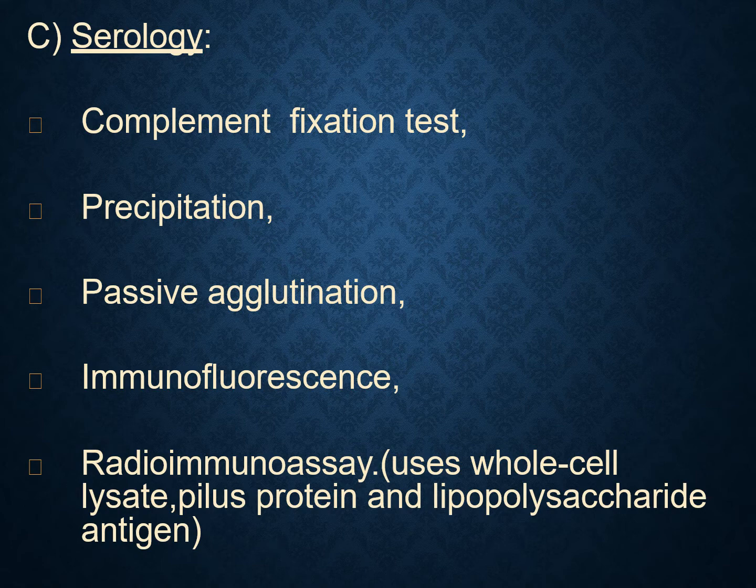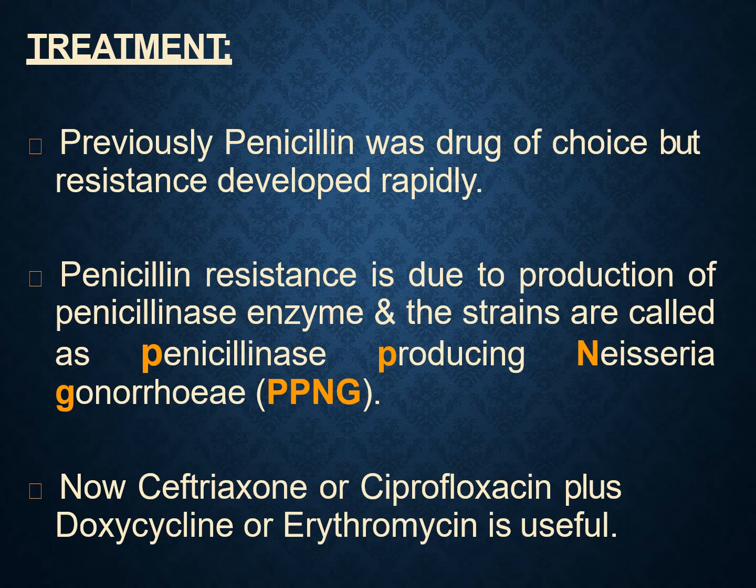Apart from these staining and culturing methods, there are also other methods to confirm Neisseria gonorrhoeae, that is, based on serological tests. The first is the complement fixation test, and others are precipitation, passive agglutination, the immunofluorescence technique, and radioimmunoassay. Here, radioimmunoassay uses whole cell lysate, pilus protein, and lipopolysaccharide antigen.